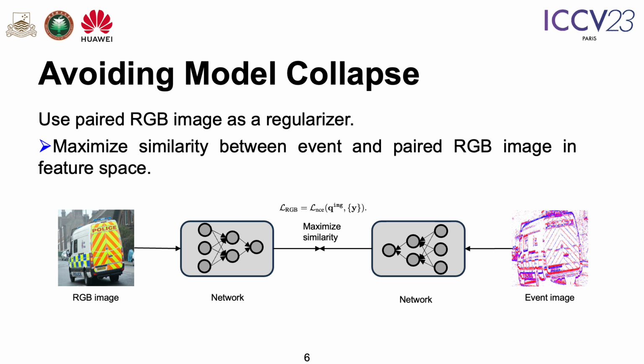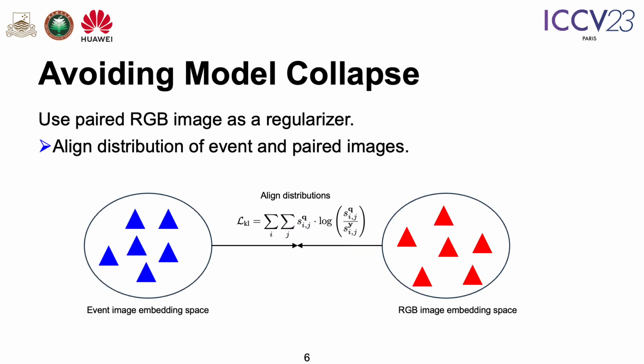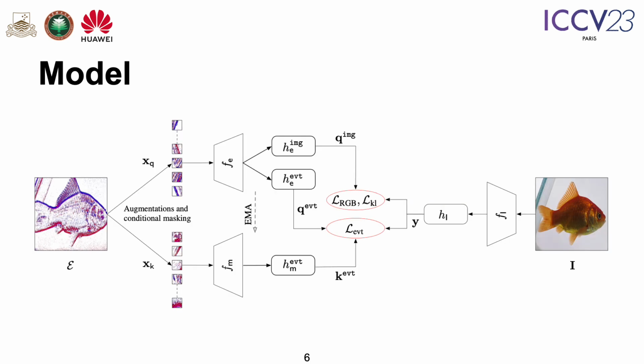Secondly, we perform instance discrimination between paired event and RGB images to maximize the similarity between matching pairs. Third, to better align event and RGB embedding spaces, we first separately fit two probability distributions in the event and RGB embedding space by calculating their pairwise similarity and then use KL divergence to minimize the distribution mismatches. The overall framework is shown here.